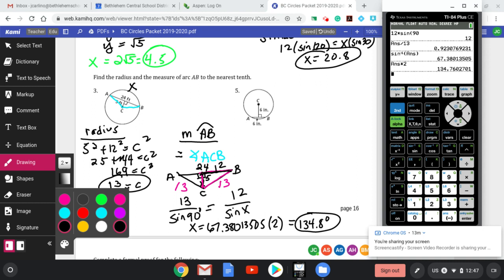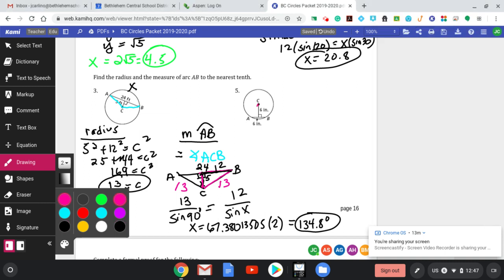You're going to pause the video, and we're going to try out number 5. You're going to first find the radius to the nearest tenth. This 6 inches belongs to all of chord AB, so it's getting bisected. And then you're going to find the measure of arc AB, pretty much using the same method we just used. So see what you can do. Pause that video, and we'll get back together here.